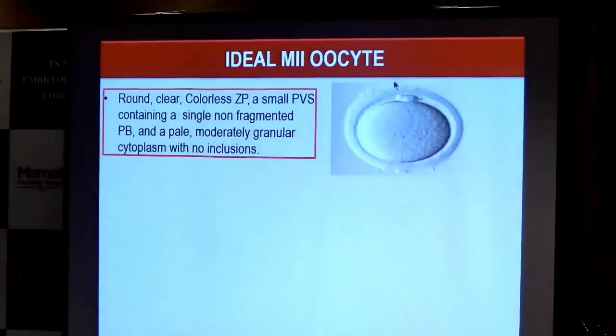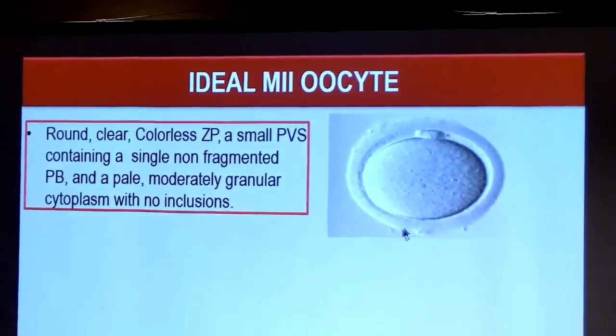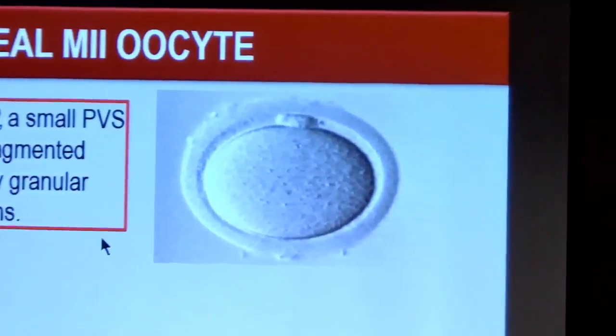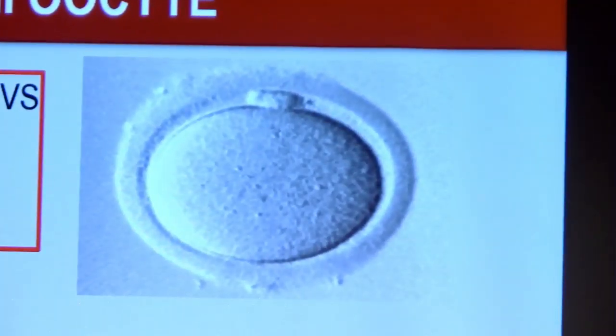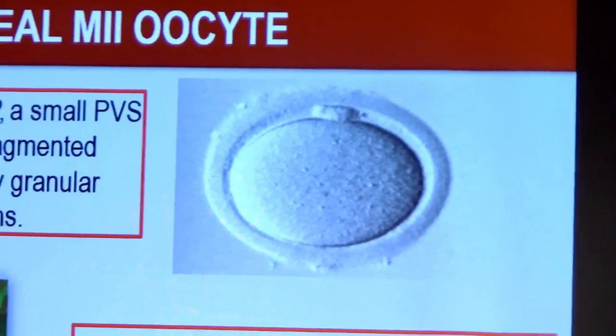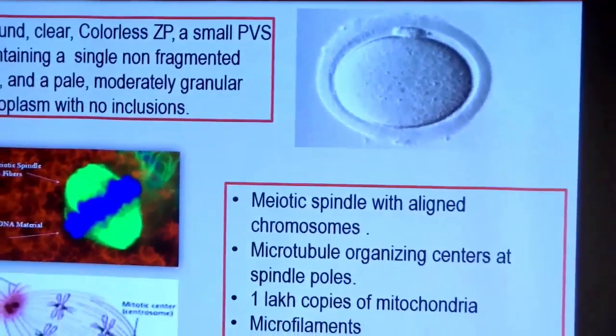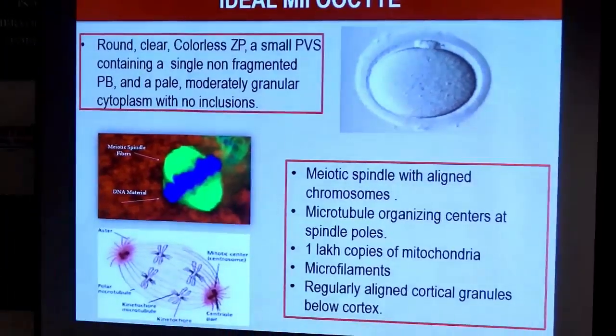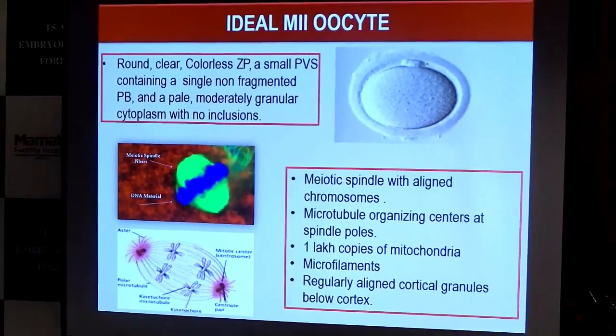So what's an ideal M2 oocyte? How does it look? It's round, with a clear, colorless ZP, a small perivitelline space out here, right? A single non-fragmented polar body, a nice moderately granular cytoplasm with no inclusion. So this is the perfect oocyte with which every embryologist is extremely happy. And inside that cytoplasm is the meiotic spindle aligned with the metaphase plate, aligned with the chromosomes, these two microtubular organizing centers, and a large amount of mitochondria. So this is what an ideal oocyte is.